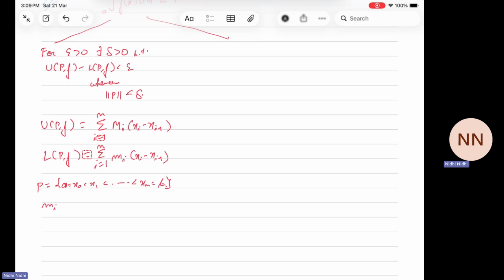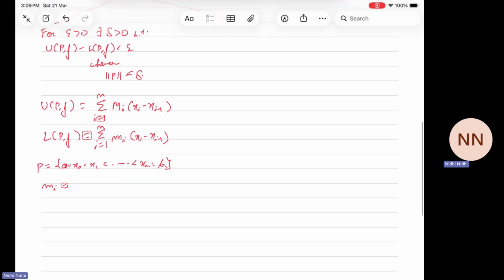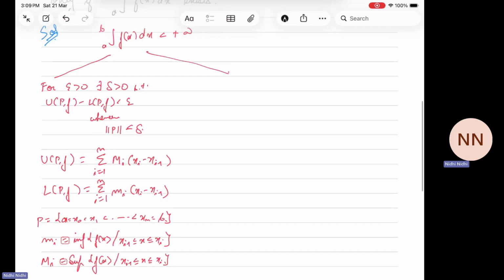And the small m_i and capital M_i are the infimum and supremum of the function f in the subinterval [x_{i-1}, x_i]. So small m_i is equal to the infimum of f(x) for x_{i-1} less than or equal to x less than or equal to x_i, and capital M_i is the supremum of f(x) over the same interval. So this is one of the methods to check the integrability.